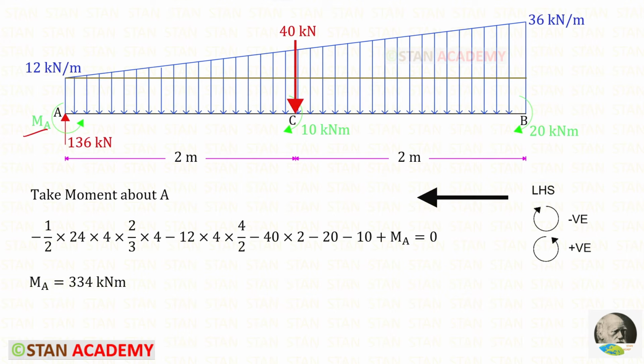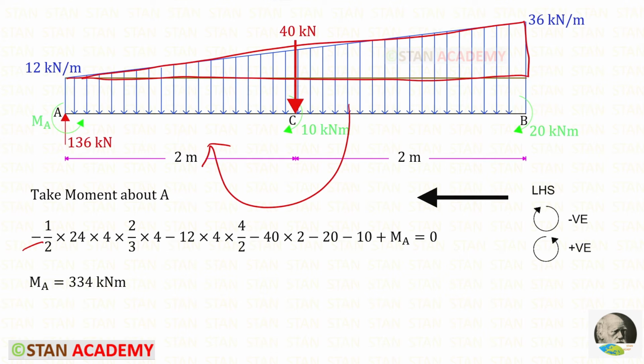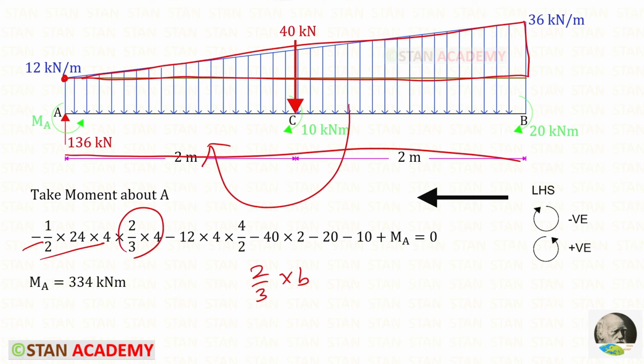To find MA from the point B, let us take moment about A. In this case we have to follow left hand side rule. The UVL is acting in the clockwise direction, so it will be negative. First let us take the triangular portion. We have to multiply the area of the triangle with the centroid distance. We just before found the area. We have to find the centroid distance. The centroid distance about the point A is 2 upon 3 into breadth. Here the breadth is 4. So 2 upon 3 into 4.